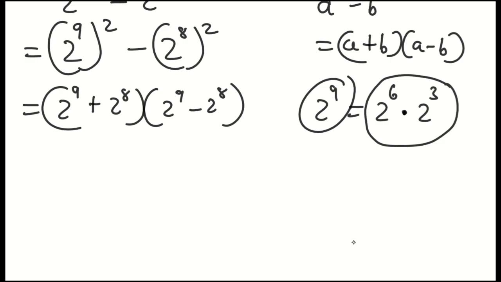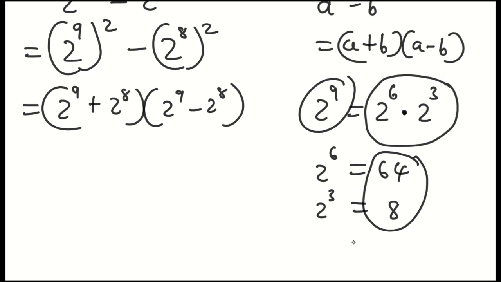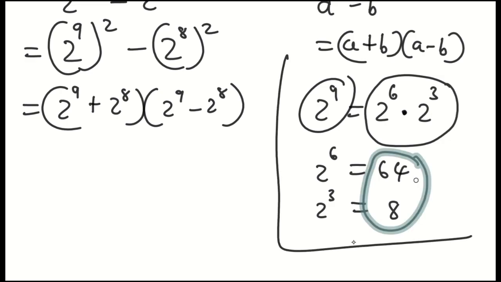So what is 2 raised to the power of 6? We already did that before. That's 64, right? And what is 2 raised to the power of 3? That's 8. So we can multiply 64 by 8. What is 64 times 8? Let's quickly find it out here.